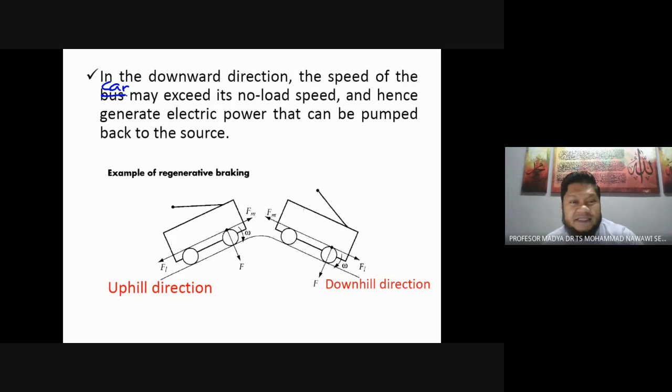So the car may exceed its no load speed and hence generate electric power that can be pumped back to the source. So during this time, you need to have a torque which opposes the movement of the motor, and at the same time you also have the current that generates electricity back to the source. You can charge the battery during this downhill direction. Right.